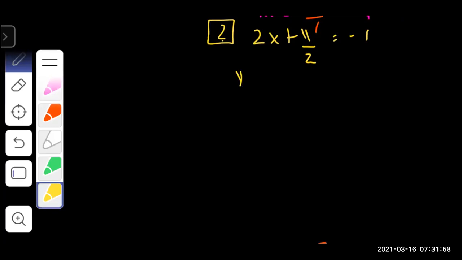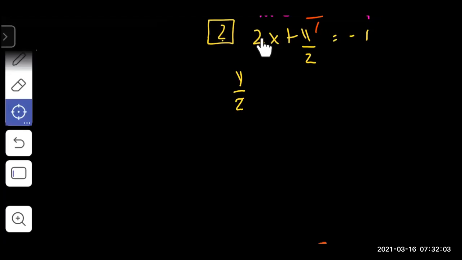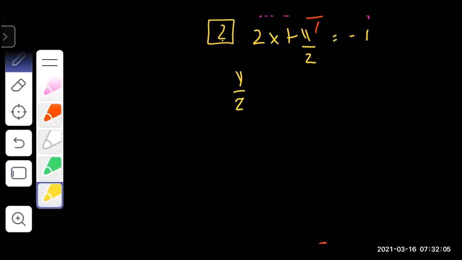Okay, y over 2. What is bothering me first, guys? The 2x. The +2x, I'm going to move it to the other side, guys. It's going to be -2x. And I'm going to copy the -1 exactly as it is.